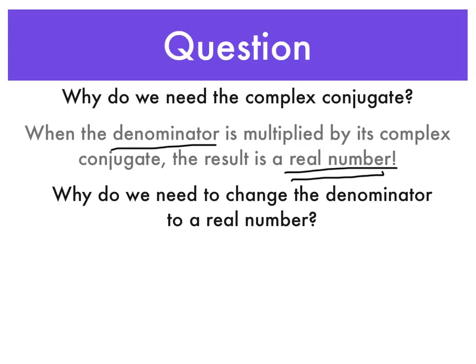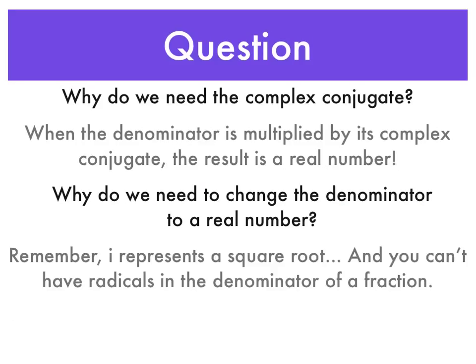Why do we have to make it a real number? Why is it not okay for a fraction to have imaginary numbers? Well, i is equal to a square root. Remember, i is equal to the square root of -1. And there's this big rule with fractions. I'm honestly not sure why this rule exists, but it's a rule that mathematicians follow, that you can't have radicals, meaning square roots, in the denominator or the bottom of a fraction.